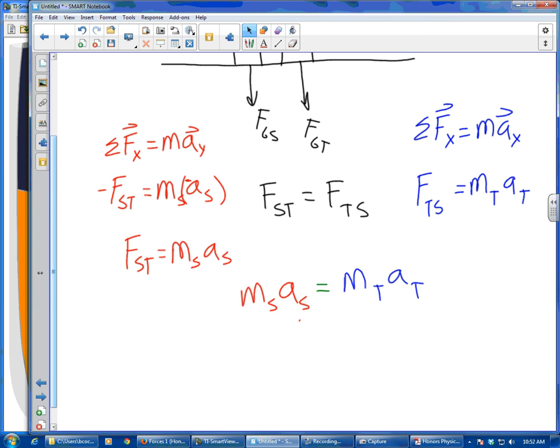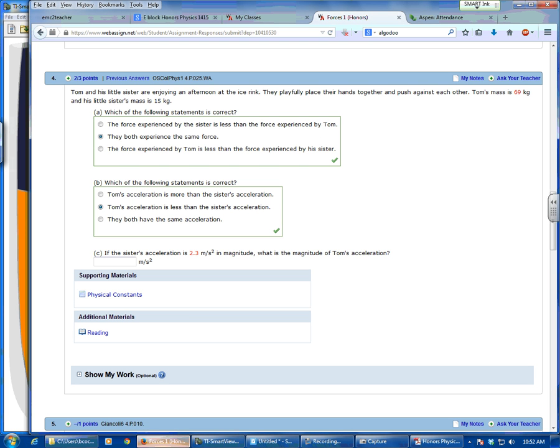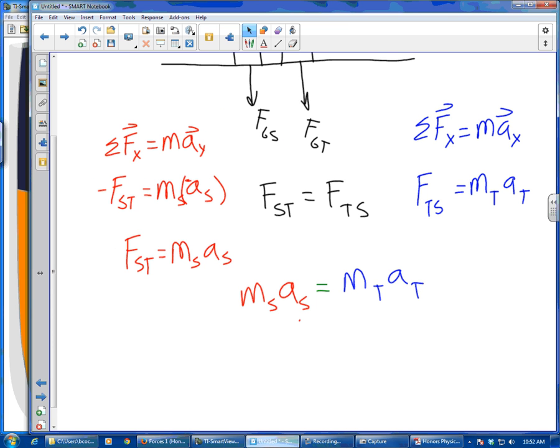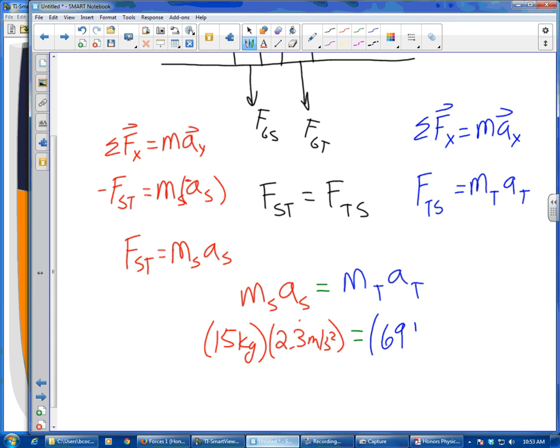And now I start substituting things in that I know. Let's see, what do I know? 15 for the sister, 69 for Tom, 2.3 for the sister. You have different numbers, yeah? 15 kilograms times 2.3 meters per second squared equals 69 kilograms times the acceleration of Tom.